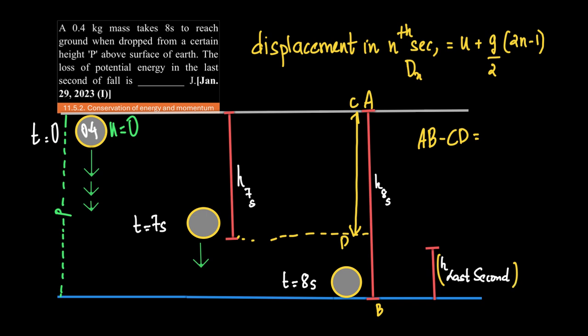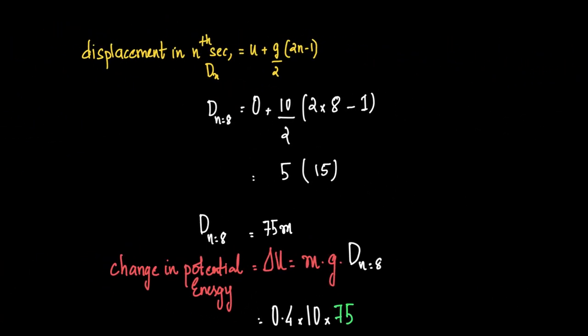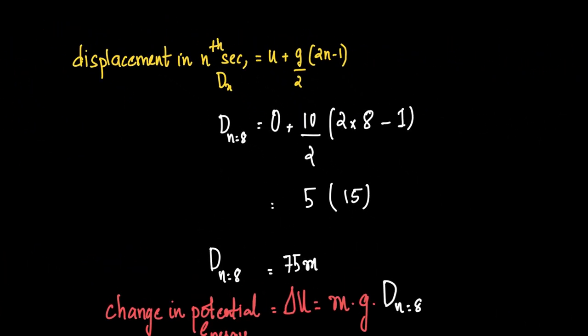And how can you do that? We have the direct formula for this. Displacement in the nth second is equal to U plus G by 2 into 2n minus 1. Since the motion was totally for 8 seconds, the last second is n is equal to 8. Since it has been dropped, we have u is equal to 0. G by 2 is 10 by 2, 2 into 8 minus 1, 16 minus 1 is 15, 10 by 2 is 5, 15 into 5 is 75. Now, it means that the distance traveled in the last second is 75 meters.